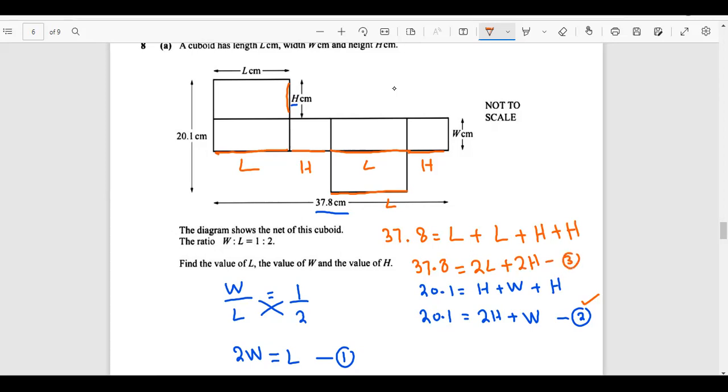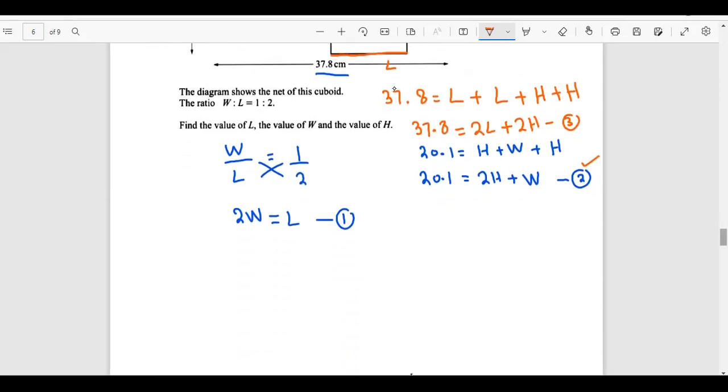Okay, so we got three equations and now we need to solve them. I'll write it down here. So 20.1 equals 2H plus W, and then 37.8 equals 2L plus 2H. So just focus on these three equations, and we need to find the value of L, W, and H. Means we need to solve them simultaneously. Okay.